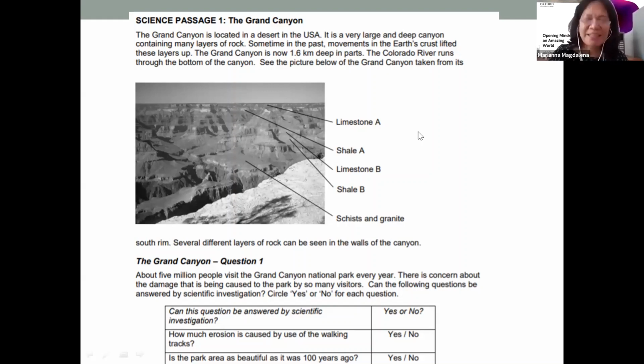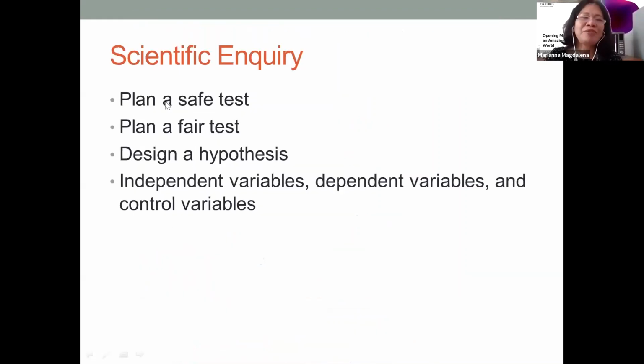So in scientific inquiry, we are planning a safe test and a fair test. This is a requirement, safe and fair test. What does a fair test mean? If you are familiar with scientific inquiry, if you frequently implement scientific inquiry in your lesson, let's say before the pandemic, then you really know how to make the investigation. A fair test, what does a fair test mean?